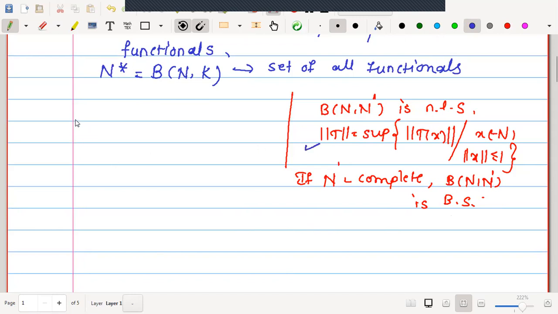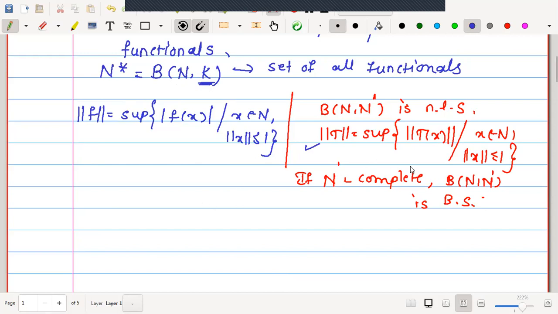Therefore, the definition we will write here is, under the norm, norm f equals supremum. Now, instead of norm T of x, here we will write mod of f of x. This is the simple change because we know this f of x is a member of the scalar field K, and on this scalar field the norm acting is the modulus. Therefore the rest of the condition I will write as x belongs to N, norm x is less than or equal to 1. Under this norm, this set B of N comma K is a normed linear space.